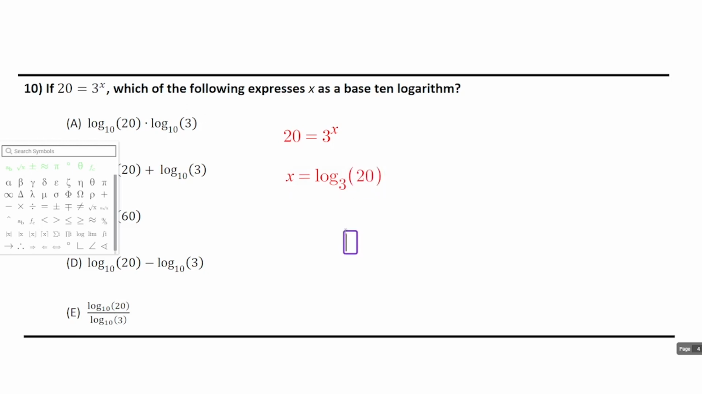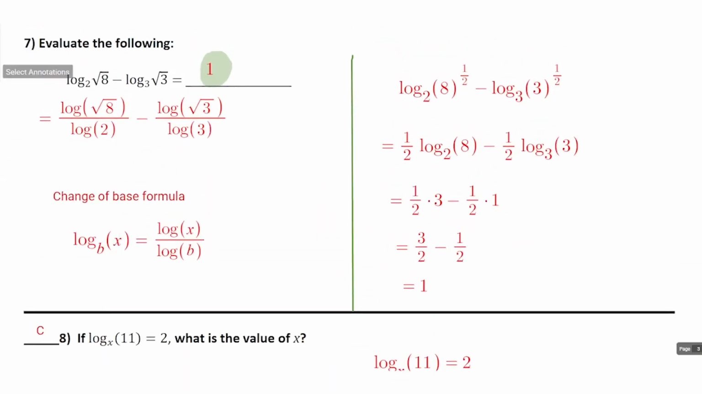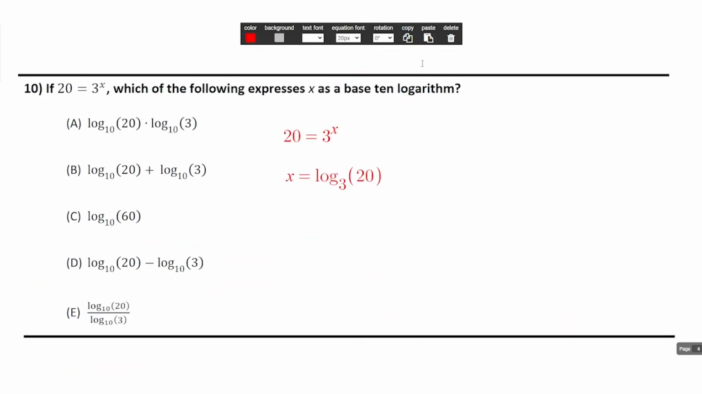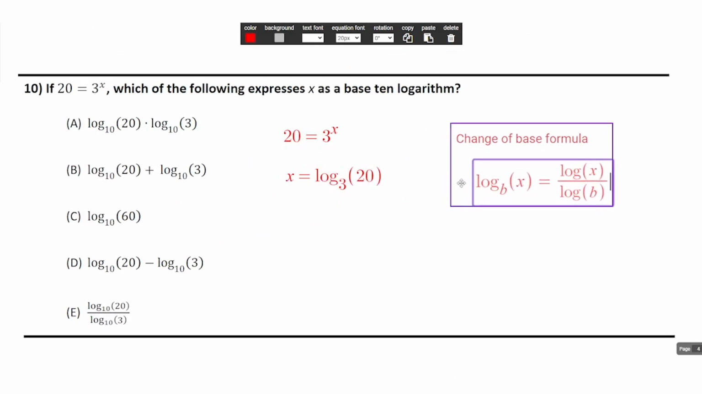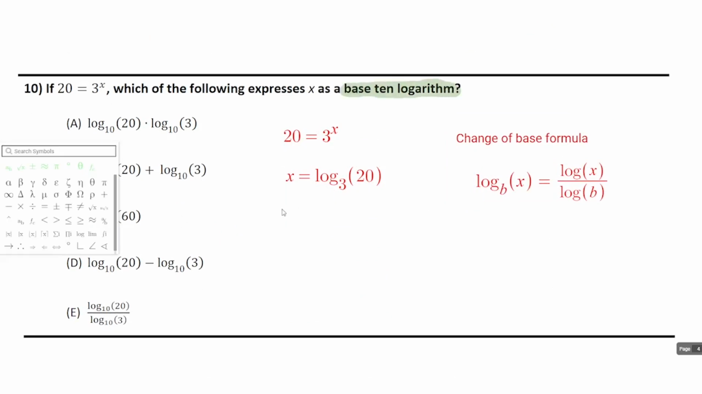And then here we want to use the change of base formula, which we talked about back on problem 7. I'm just going to copy this change of base formula so I don't have to rewrite it. Basically we want to change this into a base 10 logarithm. So I'm going to write this as x equals log of 20 divided by log of 3. You can write the base 10 if you want, but typically it's just implied if you don't see an actual 10 written there.